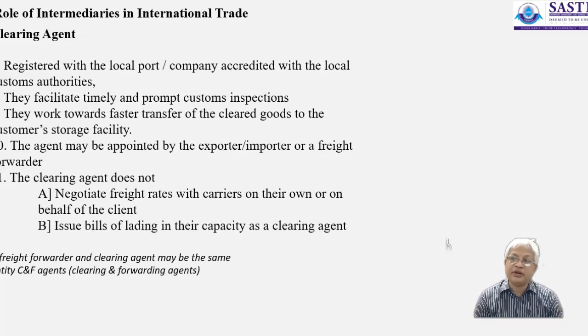The agent may be appointed by the exporter, importer, or a freight forwarder. Please understand, the distinct role of a customs clearance agent is not that of a freight forwarder. The clearing agent does not negotiate freight rates. Who does the negotiation of freight rates? It is the freight forwarder. He doesn't issue the bill of lading in his capacity as a clearing agent. So these are very important things he does not do.